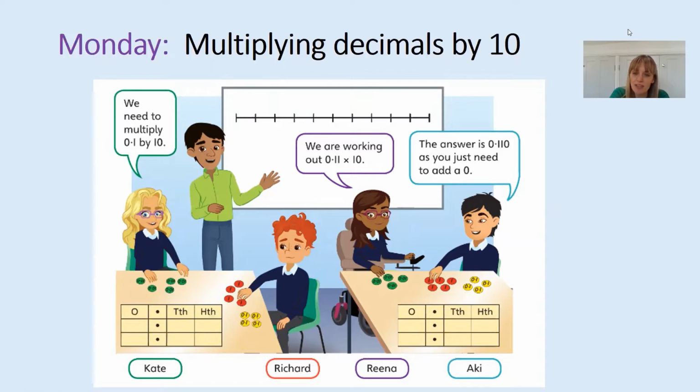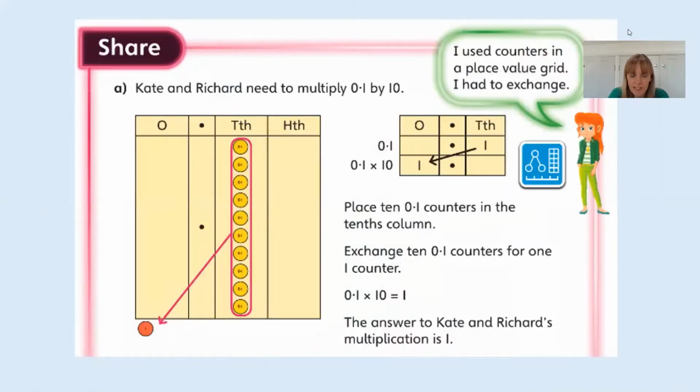Now Aki seems to think that the answer for that one is 0.110, as you just need to add a 0. And that's the answer. Do you agree? What do you think? Let's find out. Let's look at Kate and Richard's first of all. So they're doing together, 0.1 times by 10. And they've used counters in a place value grid.